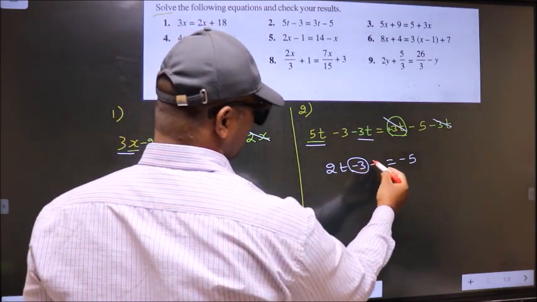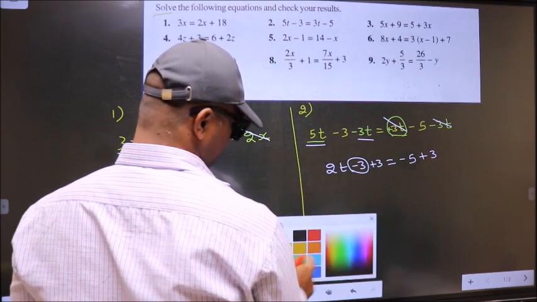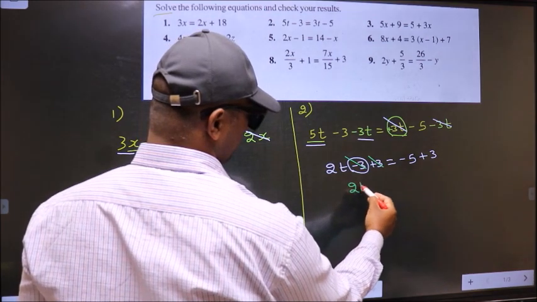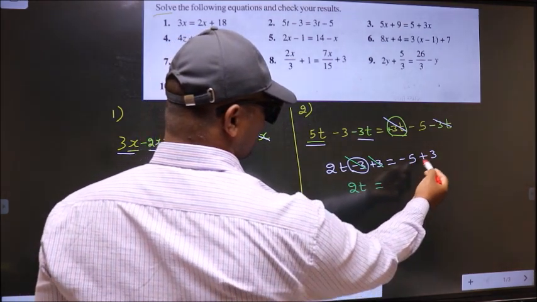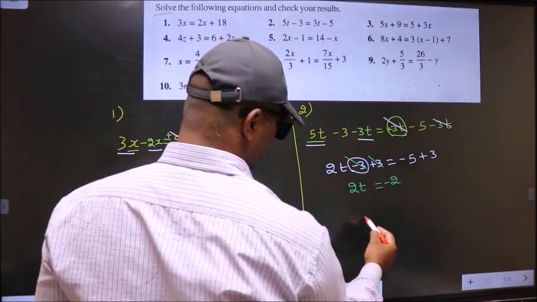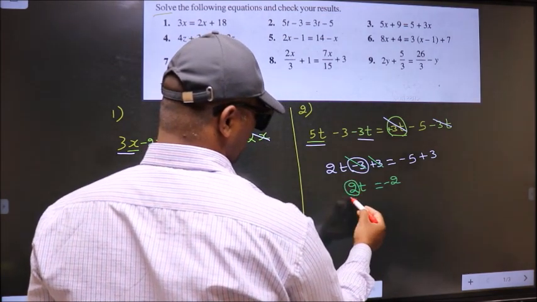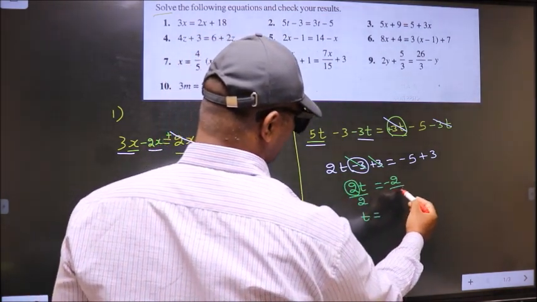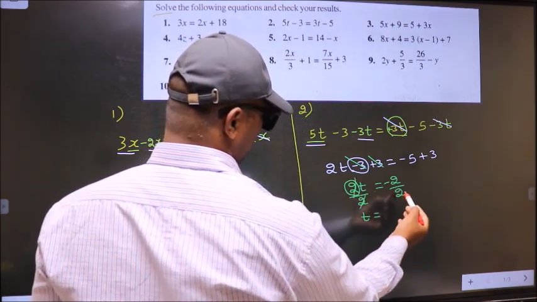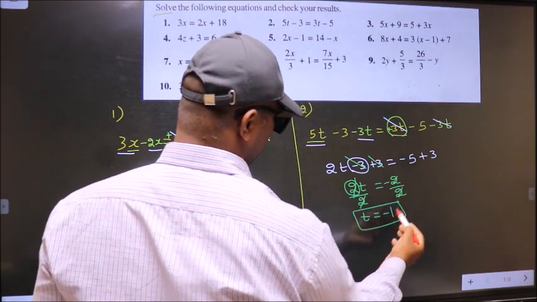Now to get t, we should remove minus 3 from here. So to remove minus 3, you add 3 on both sides. Now minus 3 plus 3 cancel out, you are left with 2t equal to minus 5 plus 3 is minus 2. So now to get t, we should remove this 2. To remove 2, you divide by 2 on both sides. So this cancels out, here you get t and here you get minus 1. So this is our answer.